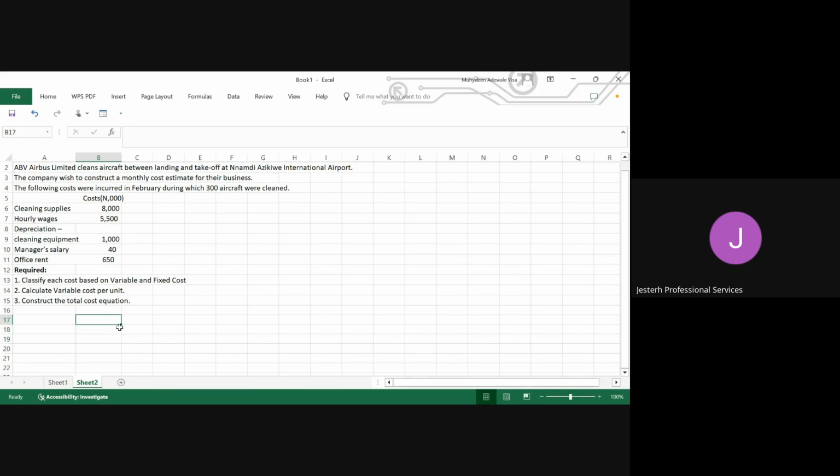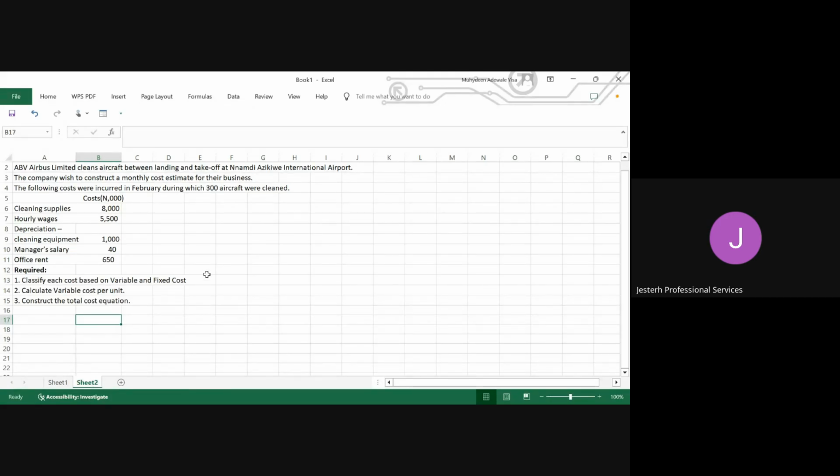Now, in this aspect, as a cost accountant or as a management accountant, you want to help an organization to determine their costs. And in this aspect, you are still going to use your cost function. But the only difference here is we are not using the high and low method. We are not using the regression method. We are using the accounting approach.